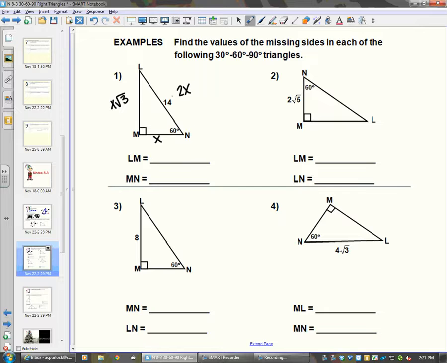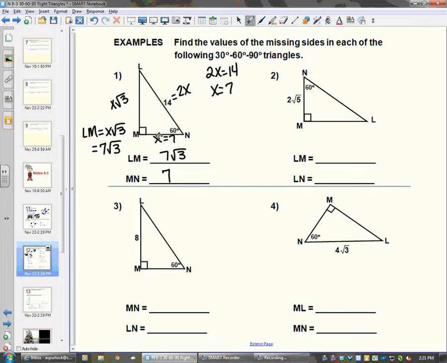Now, which one of those side lengths do I know? I know the hypotenuse, or the 2x, so I know 2x has to equal 14. So what does x have to be? 7, which told us the length for MN. Okay? Now, to find the length of LM, LM is just given by x square root of 3, but what do I know x is? So we can take 7 and substitute it in, and we get LM's length to be 7 square root of 3.